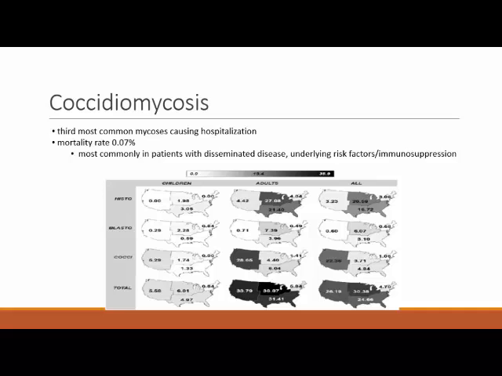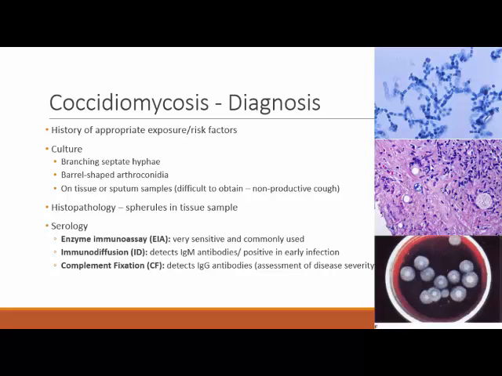This same map that we had seen before, again, it's the third most common mycosis causing hospitalization. Mortality rate is reported to be as low as 0.07%, but it is most common in patients with disseminated disease or who are immunosuppressed. There's a study that's reported on the CDC page that had 3,000 coccidioides-associated deaths that were listed as the primary contributing cause on the death certificate in the U.S. from 1990 to 2008, which is an average of less than 200 deaths per year. So in general, it seems like the mortality rate is a bit lower.